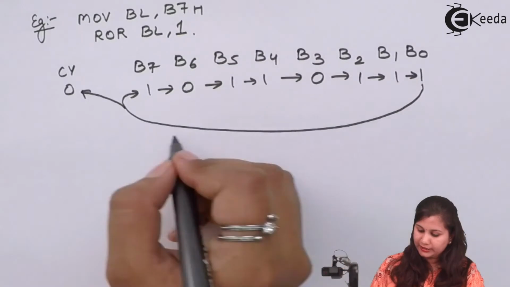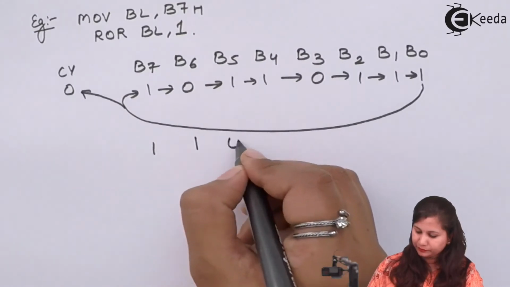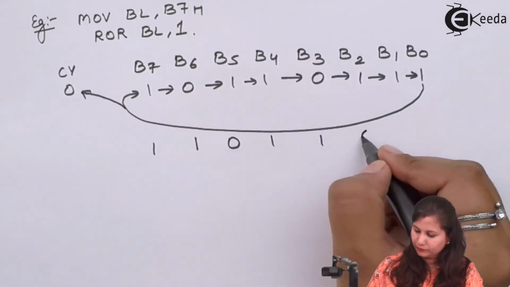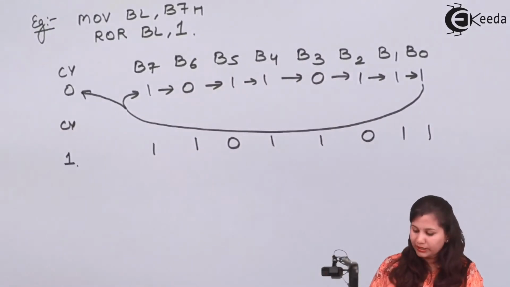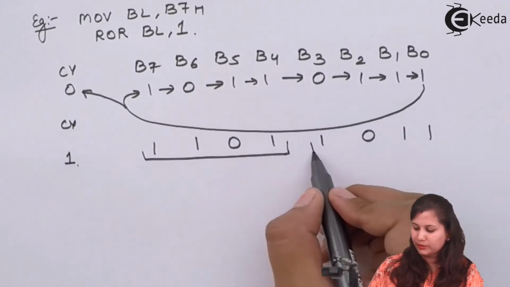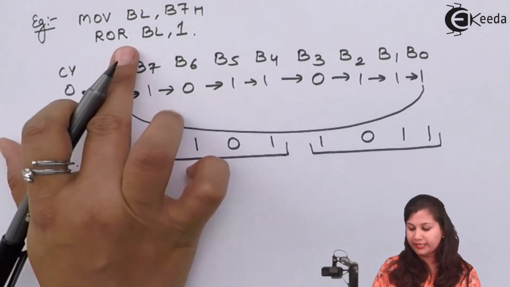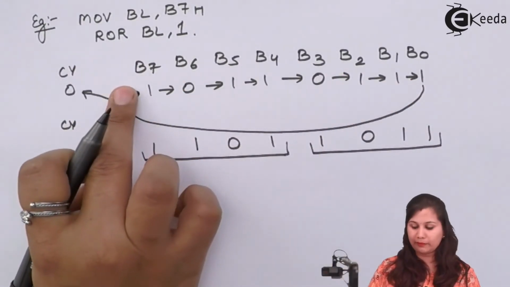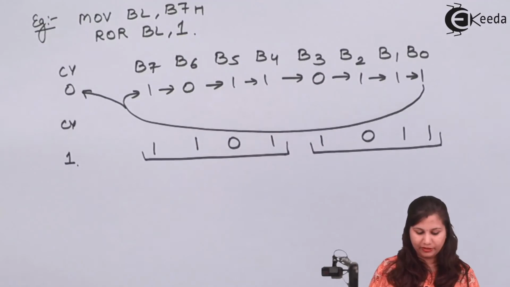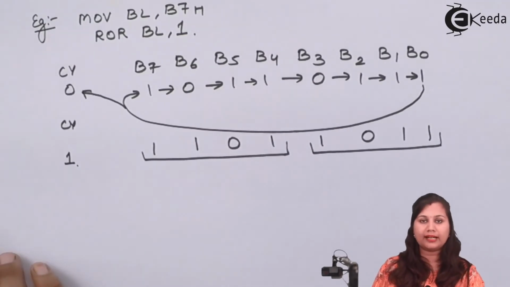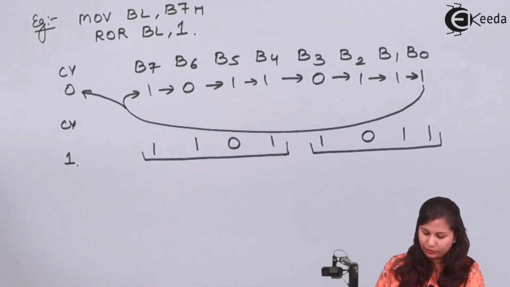Okay, so now the contents will be, 1 is shifted to this side, 1 is shifted here, and carry flag has become now 1. So new contents will be 1, 1, 0, 1, 1, 0, 1, 1. So this is the rotate instruction, rotate right. LSB will be placed as the new MSB and in the carry flag. Next rotate instructions we have are RCL and RCR.